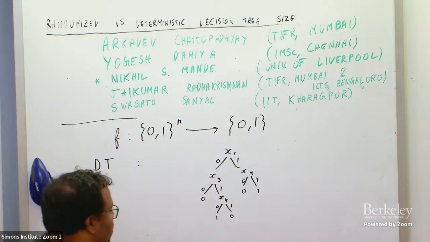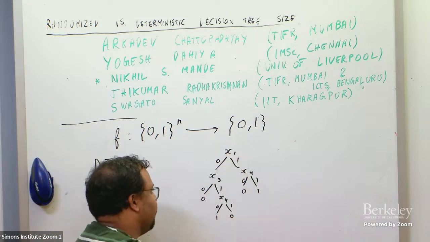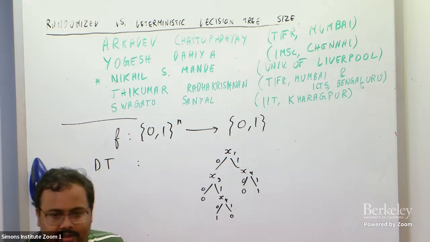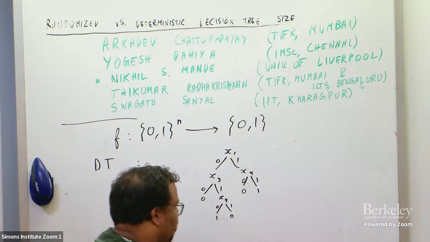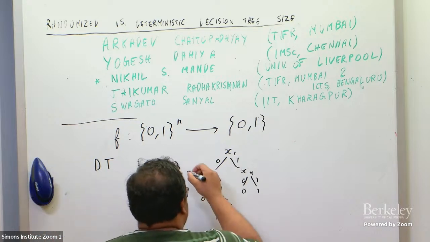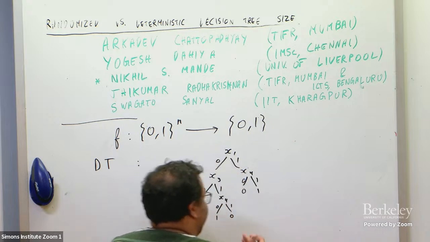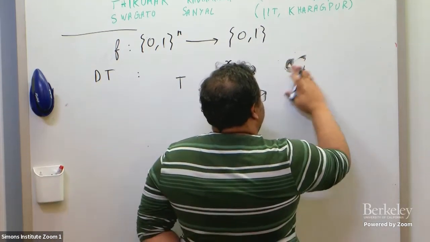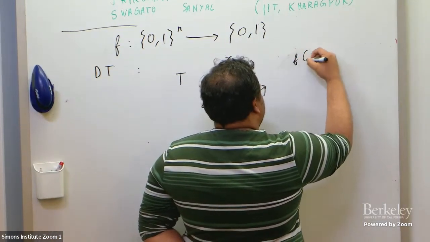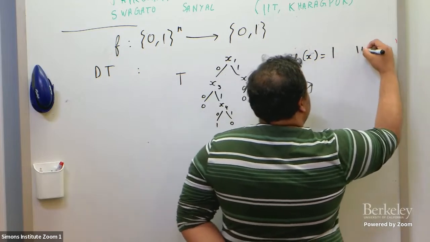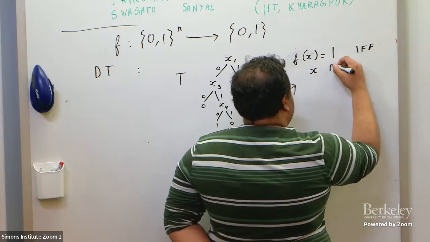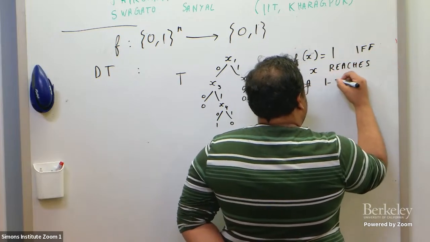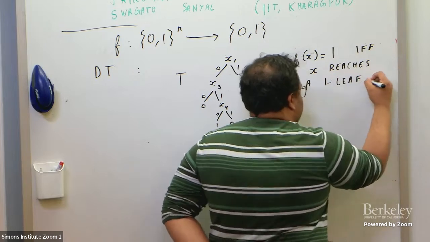On input x, what this decision tree does is it first checks the value of x1. If it's 0, go down the left subtree. If it's 1, go down the right subtree, and then recurse until you hit a leaf. At this point, output the value seen at the leaf. So this is a decision tree T, and it very naturally computes a Boolean function f defined by: f(x) = 1 if x reaches a 1 leaf, that is, a leaf with the label 1.